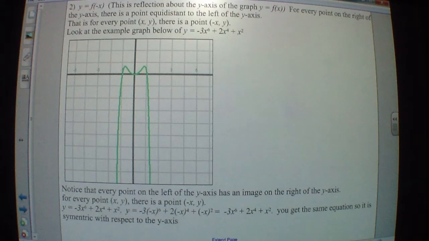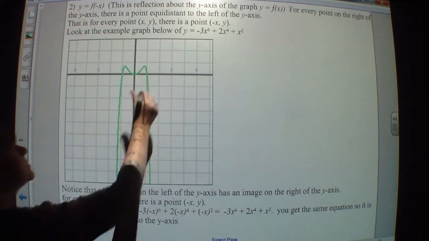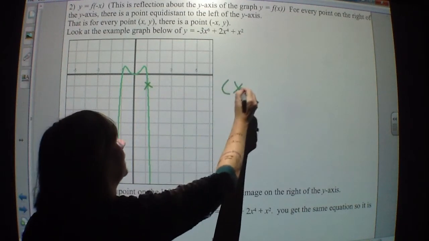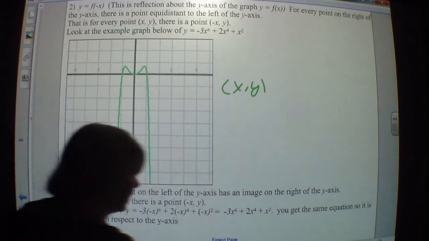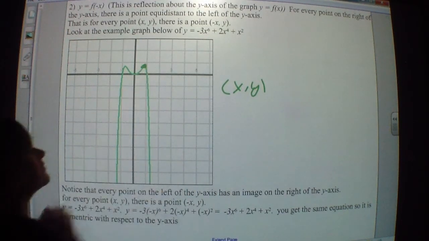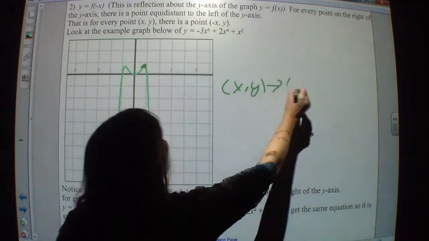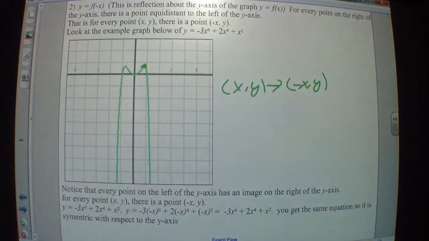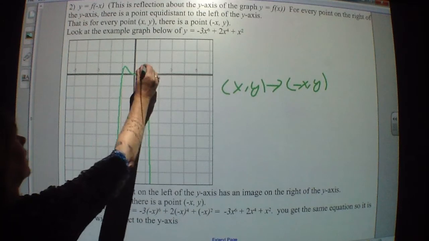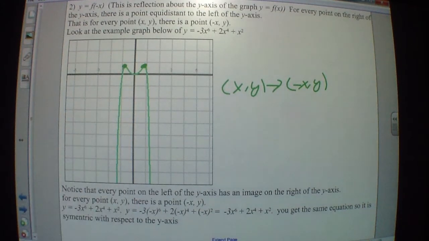A reflection about the y-axis. So for every point here, x, y, here let me draw a point over in the first quadrant, you might see it a little easier. So for every point here, this is an x, y, there is a point negative x, y. Okay, so for every x, y, there's a point here, negative x, y. And here you can see, by looking at it, it has symmetry with respect to the y-axis.